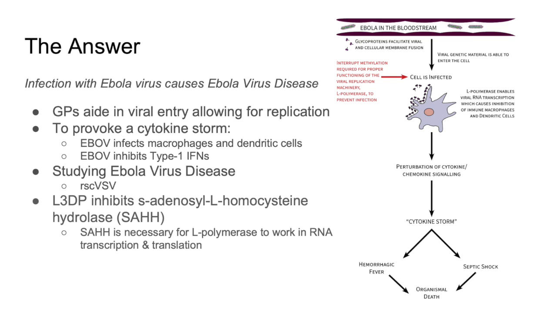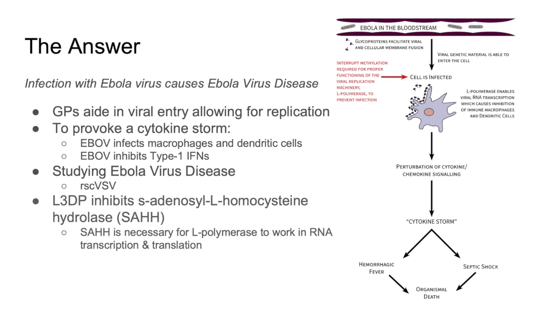After entry into the host bloodstream, EBOV uses its glycoproteins, or GPs, to gain entry into host cells. Therein, the virus replicates and impairs the function of the immune system by infecting macrophages and dendritic cells, as well as inhibiting type 1 interferon responses. These attacks provoke what is known as a cytokine storm. Put simply, a cytokine storm is an overreaction of the host's immune system which leads to death.